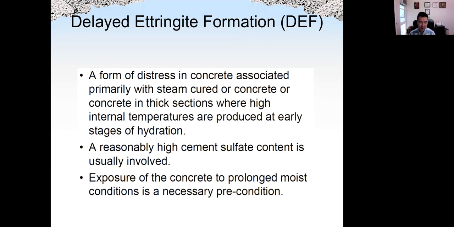Okay. And here it says reasonably high cement sulfate content is usually involved. Okay. And exposure of the concrete to prolonged moist condition is necessary. So which means we need moisture for DEF to occur. So that's why steam-cured concrete is prone to have DEF for two reasons. One, the temperature is high, so ettringite can be dissolved. And secondly, we have moisture. We have prolonged moisture condition when the concrete is under steam curing.